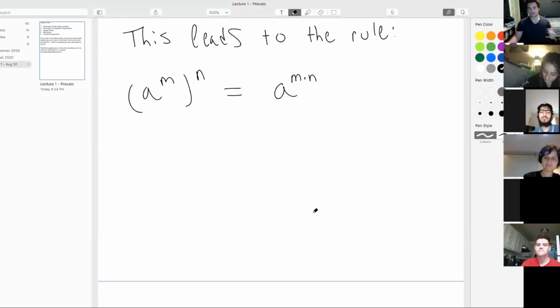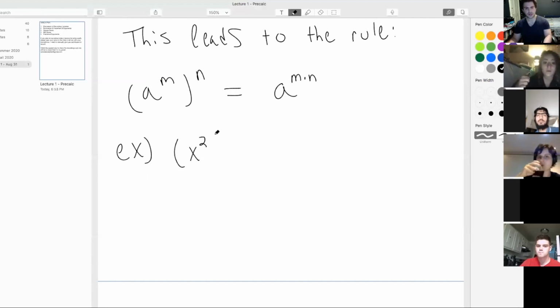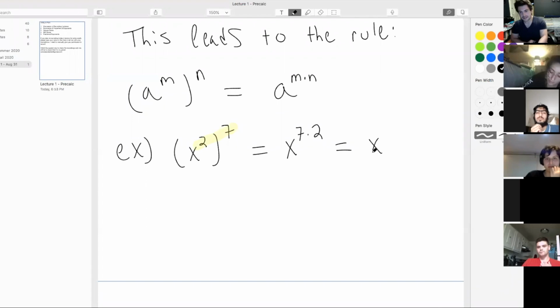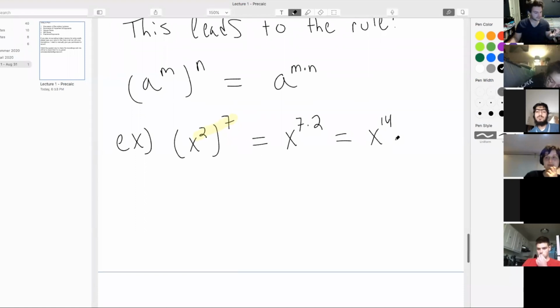All right, so let's do some concrete examples. So how about x squared to the 7th? Okay, that's not too bad. We just need to multiply 7 and 2. That's what the rule tells us. So this is x to the 7 times 2. And that's an easy thing. That's just x to the 14th. Okay, so that would be the final answer there.